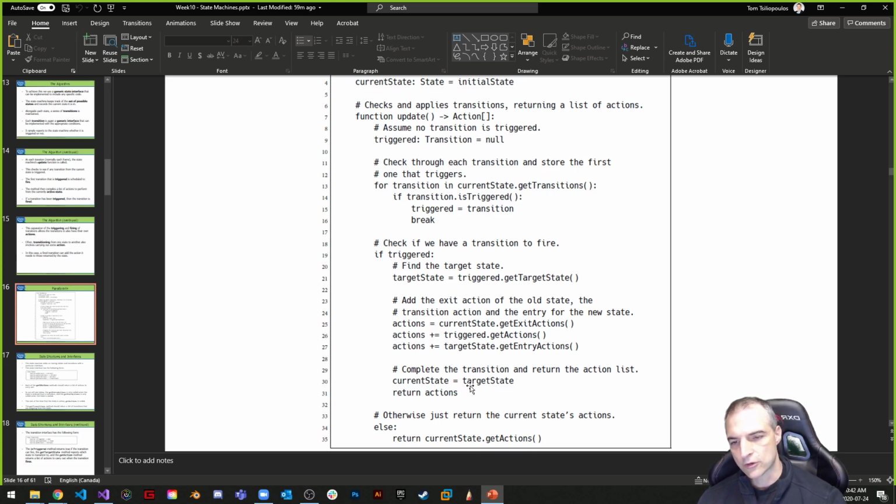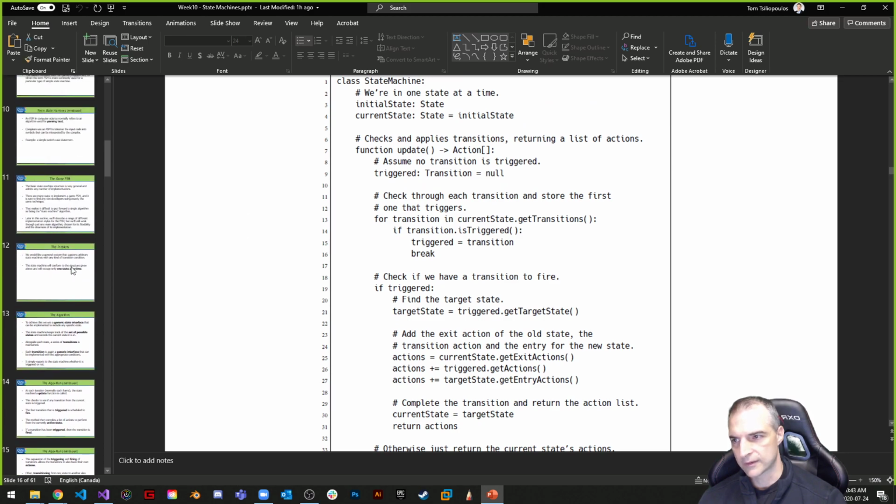And then I return the actions. I return all the actions that need to be done if the new state has been triggered. Else, if I haven't triggered anything, and this is all in the update function, then I return the current state actions. So I keep doing what I've been doing the whole time. If I haven't triggered something new, maybe I just keep patrolling, because that's the only thing that is part of the set of actions for the state, the patrol action. So that is the basic state machine.